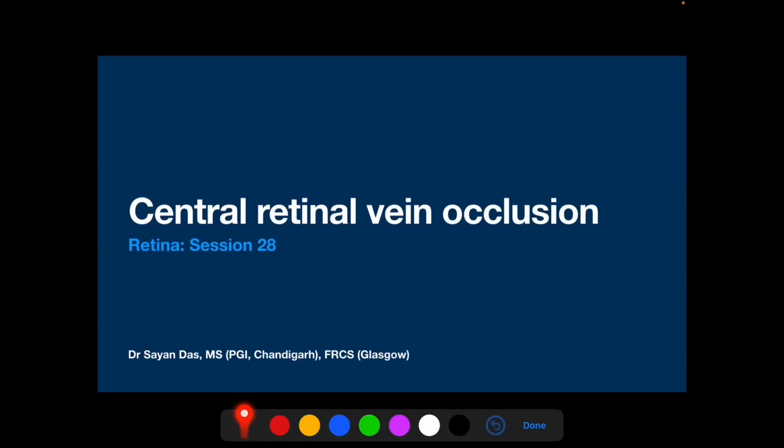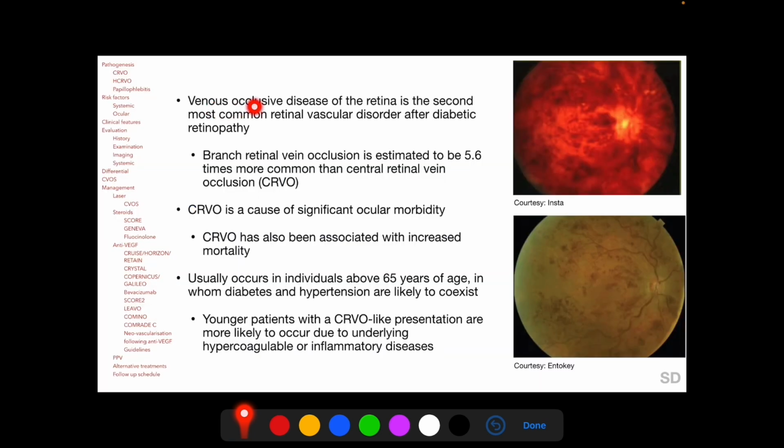Welcome. In this session, we'll discuss central retinal vein occlusion, and in the next session, we'll take up branch retinal vein occlusion. In this session, we'll also discuss briefly the variants of central retinal vein occlusion, namely hemicentral retinal vein occlusion and papillophlebitis.